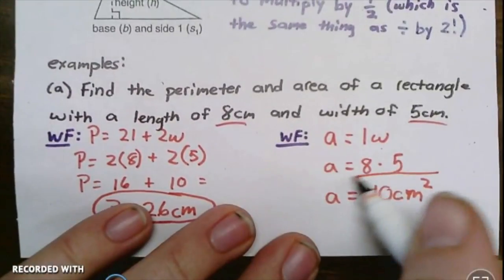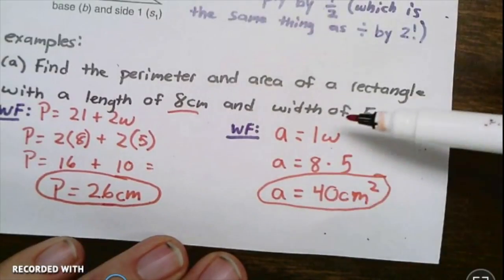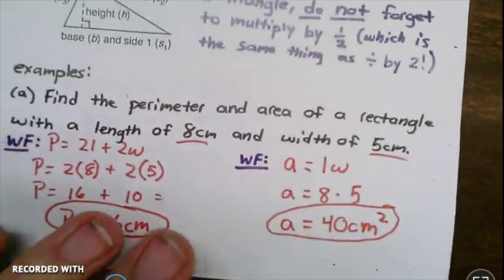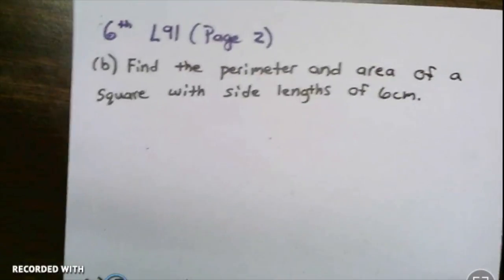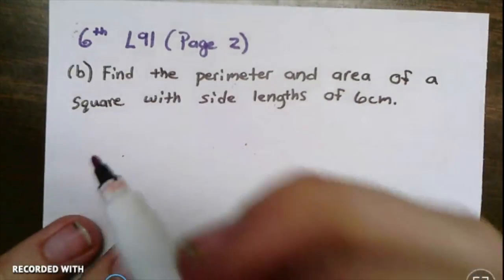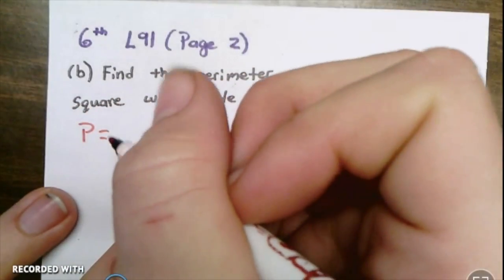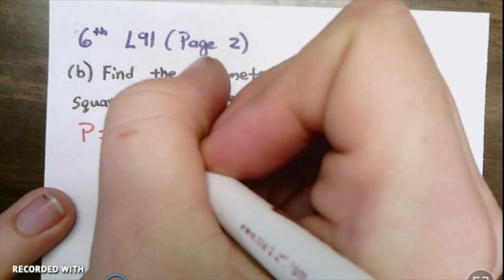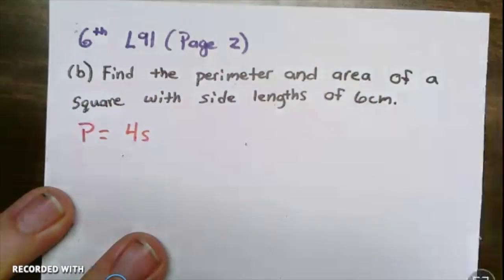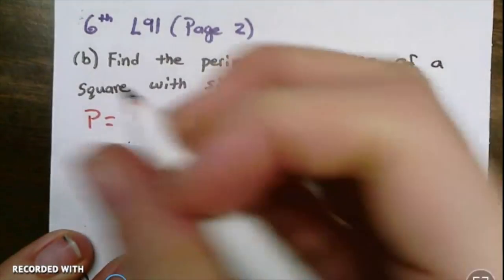Woohoo! This isn't so hard, is it? The big thing is that we're learning how to put these in line. It's going to set you up for really, really hard formulas when you get to 7th and 8th grade. All right, B. Find the perimeter and area of a square with side lengths of 6 centimeters. So first we're going to start with perimeter. I'm going to look at my formula sheet and find that the perimeter of a square is 4 times S. Then I'm going to plug in 6 centimeters for S.